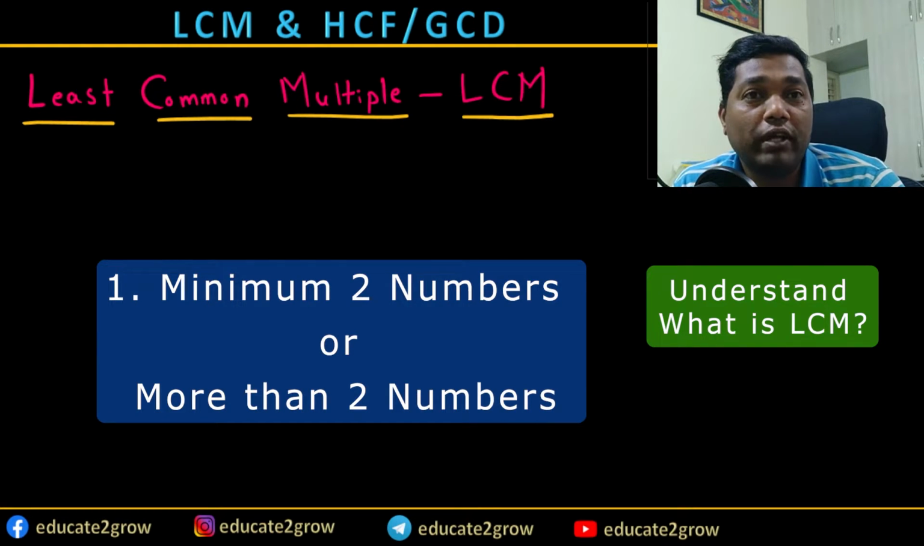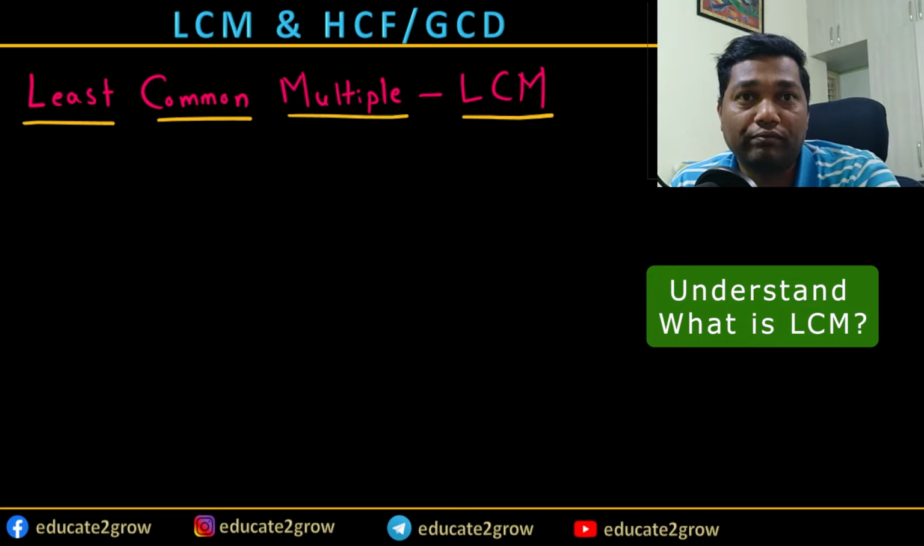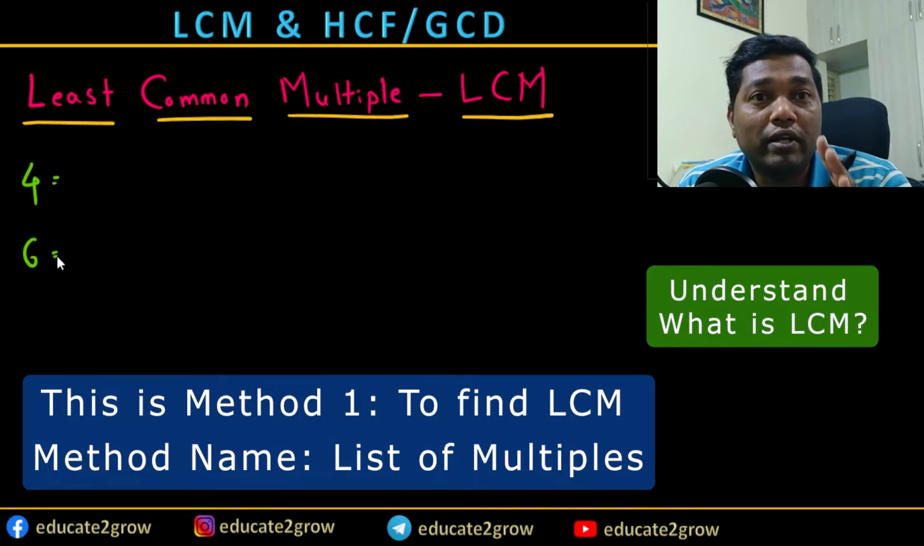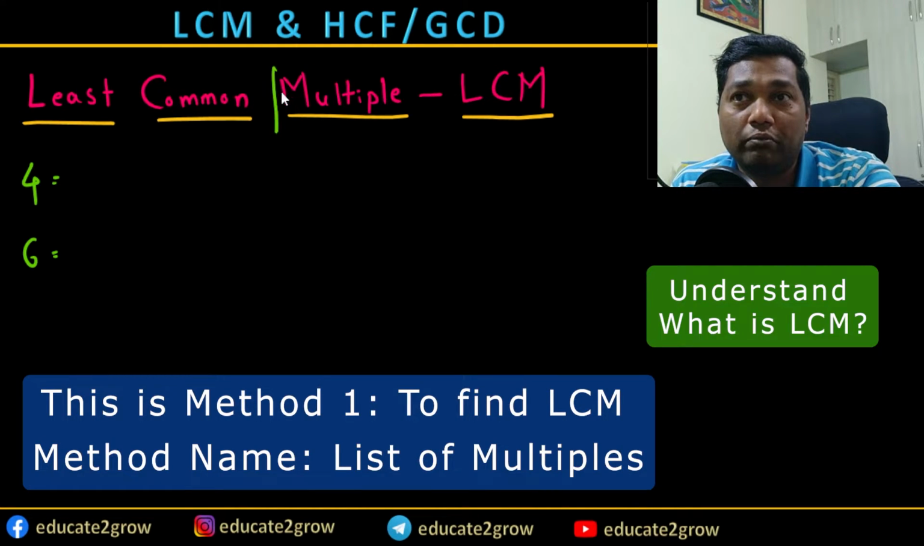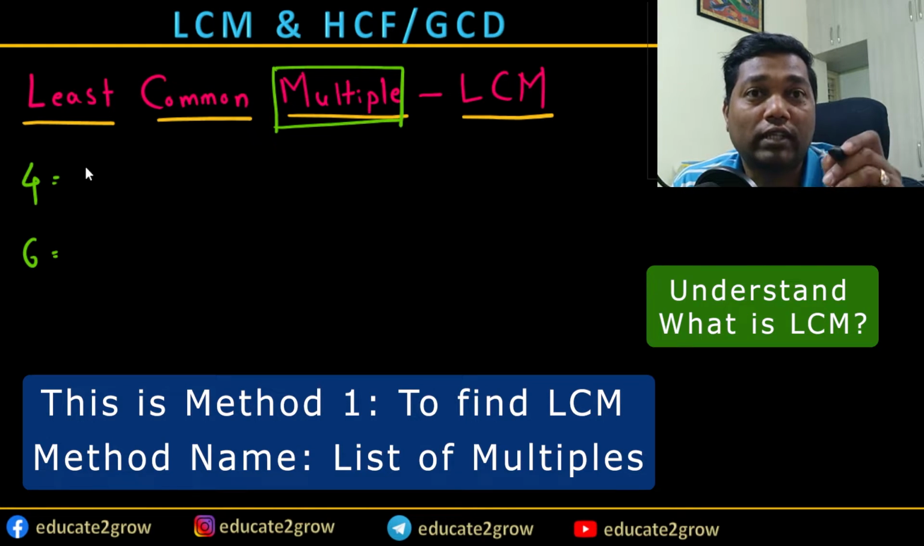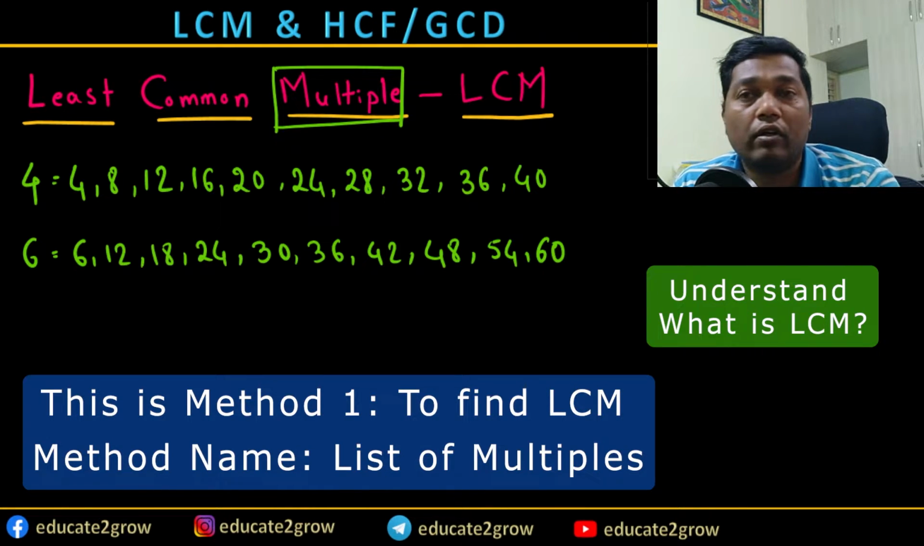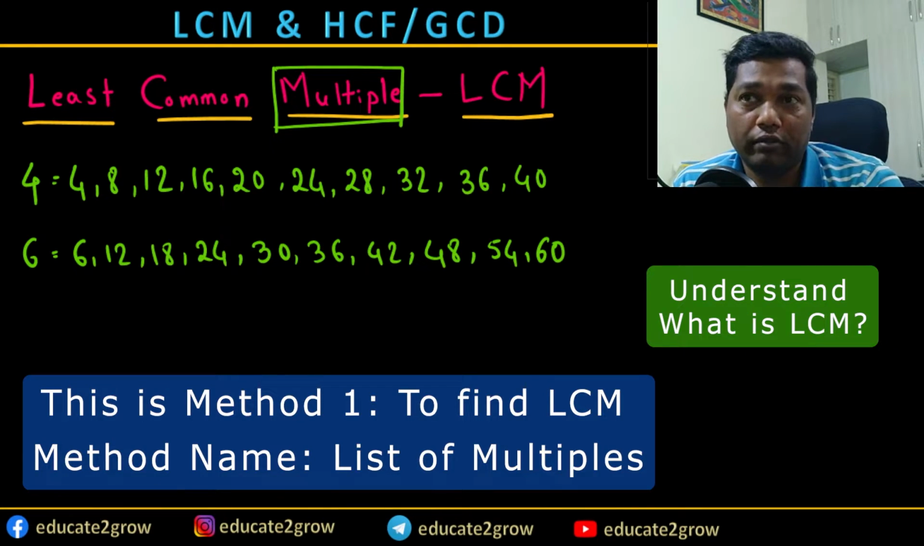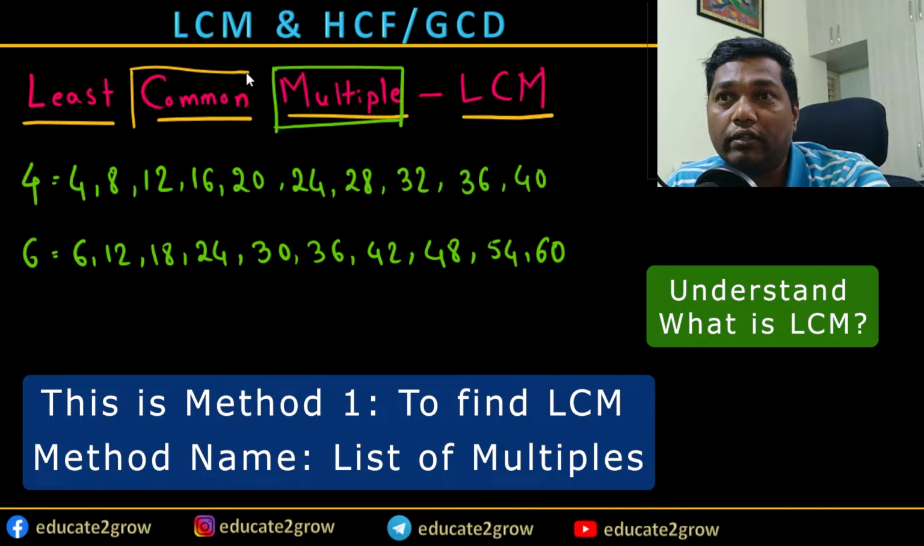Just let me take one example at this moment. Take a number 4 and number 6. Now we need to find the multiples of these 2 numbers. We are going to calculate now multiples. Let's write the multiples. So these are the 2 numbers and multiples. Let's find the common. The second step is finding the common.